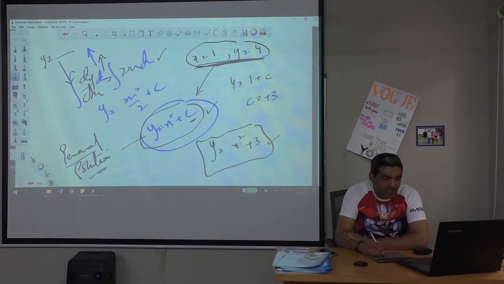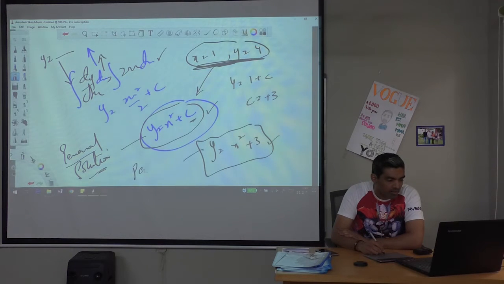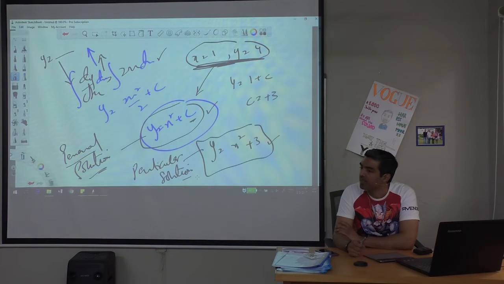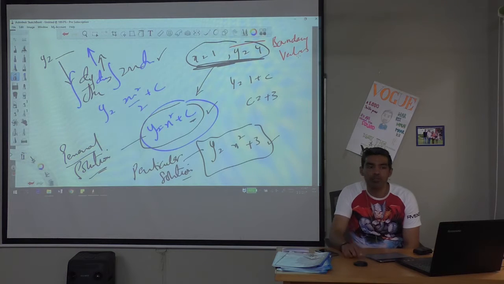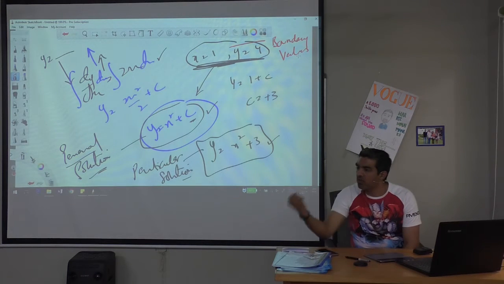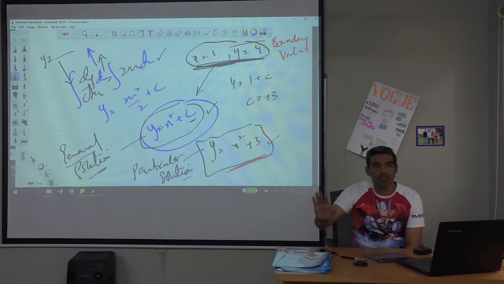Once I plug in certain values and get the value of c out and rewrite the complete equation, this is what we then call a particular solution. And these values that you used to get the constant of integration out are called boundary values. So you plug in these boundary values and you get the constant of integration out, and then the complete solution that you write is called the particular solution.